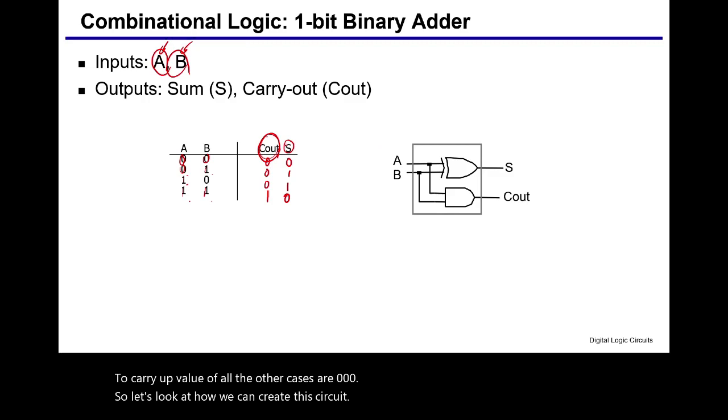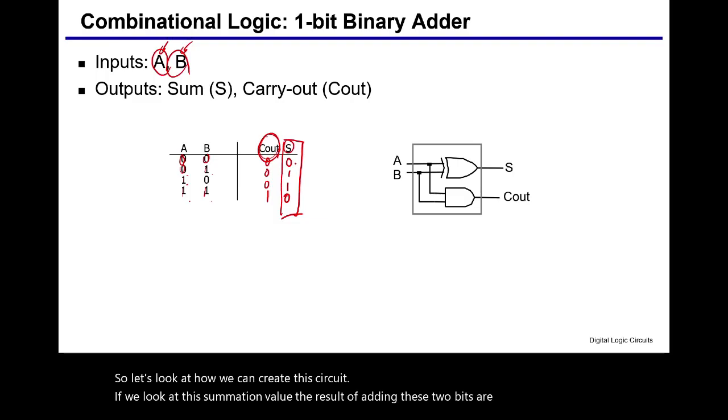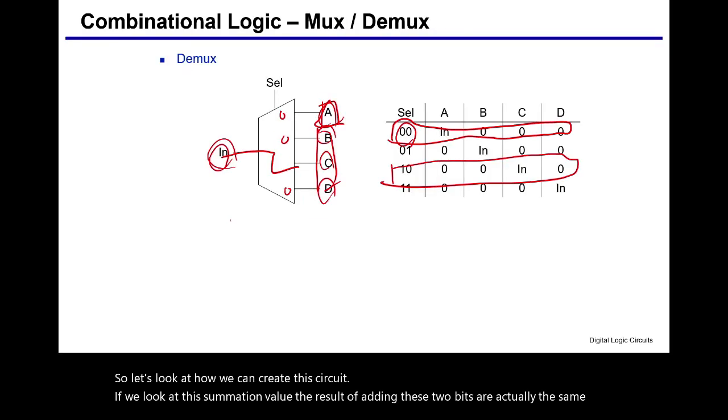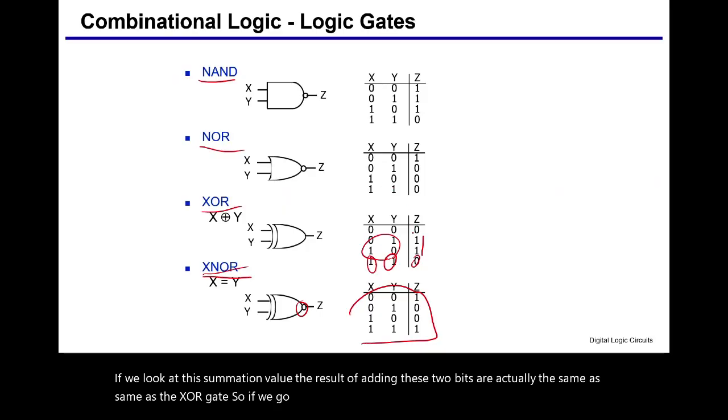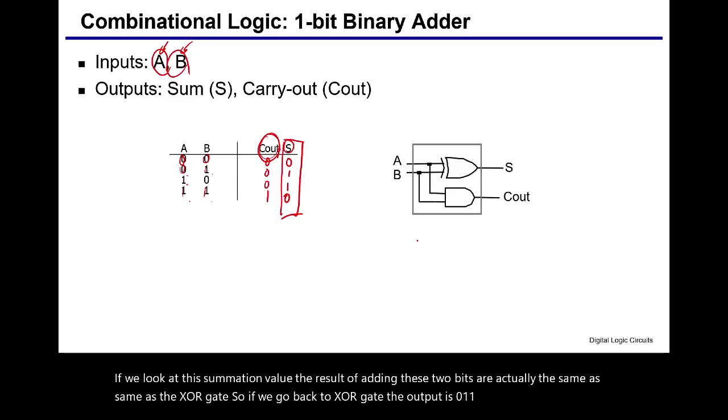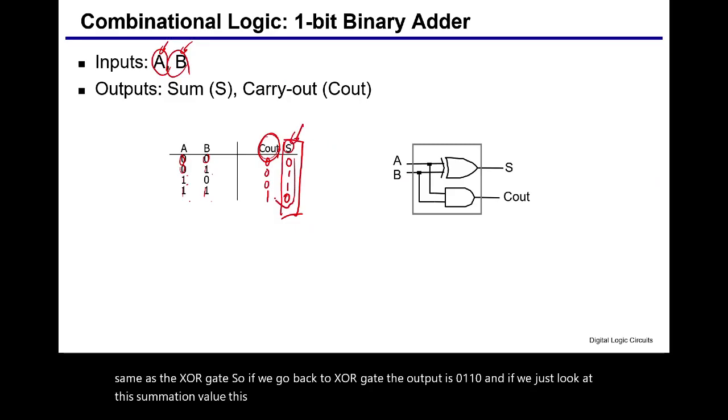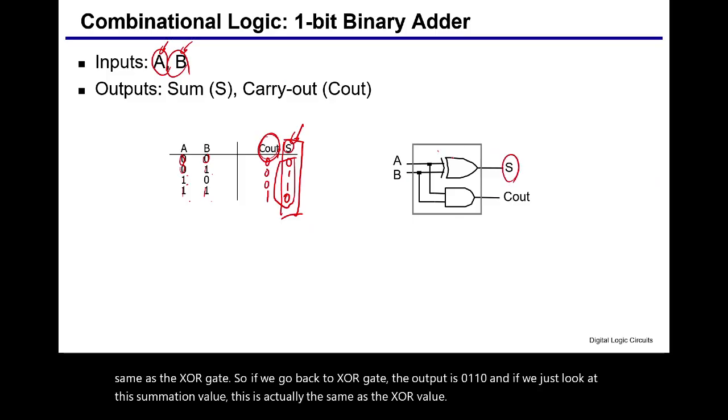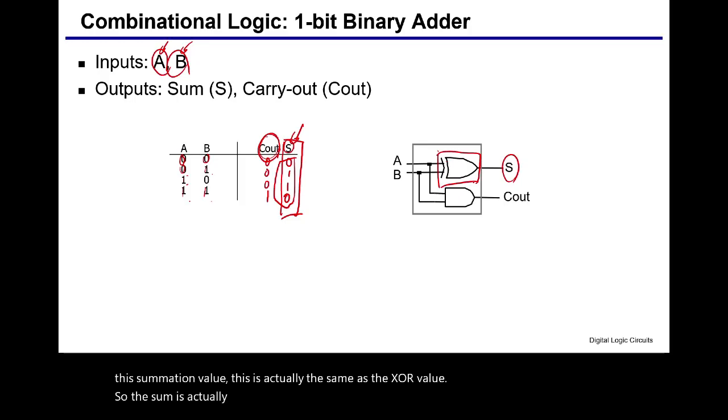If we look at this summation value, the result of adding these two bits are actually the same as the XOR gate. So if we go back to XOR gate, the output is 0, 1, 1, 0. And if we just look at this summation value, this is actually the same as the XOR value. So the sum is actually represented by XOR gate that takes A and B as the input.